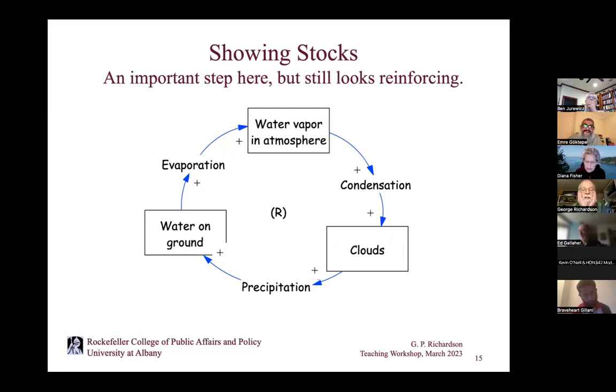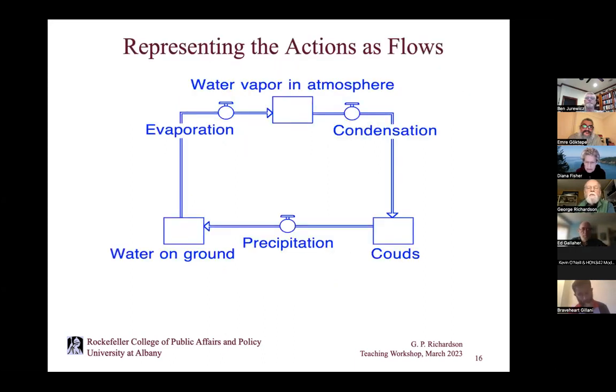There are three things in that loop that are actually stocks: water vapor in the atmosphere, water in the clouds, and water on the ground. And you'll notice I've changed the S's to pluses because for things I wrote about 30 years ago or more, S's don't work very well with stocks, but pluses do. Water on the ground adds to evaporation, which adds to water vapor in the atmosphere, and so on. Okay, so we've seen that the CLD had hidden stocks. And if you represent this in STELLA, you get a picture that looks like this. Same words, but now we've got clear pipes and clear stocks. I hope that's vividly familiar to you all.